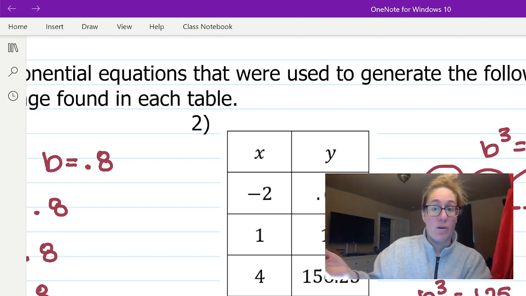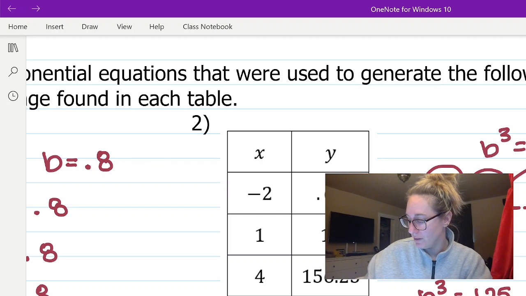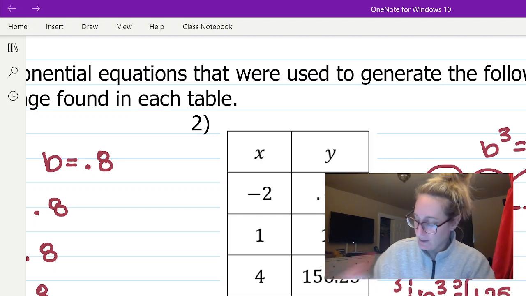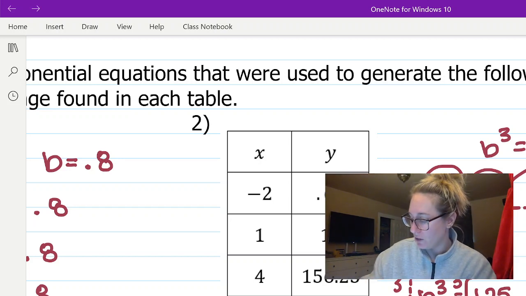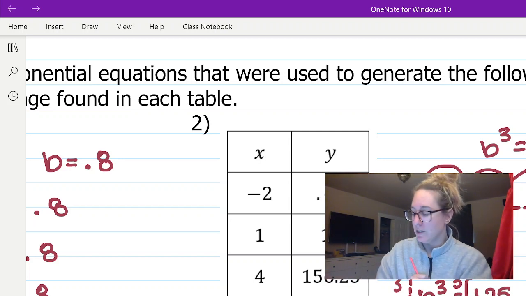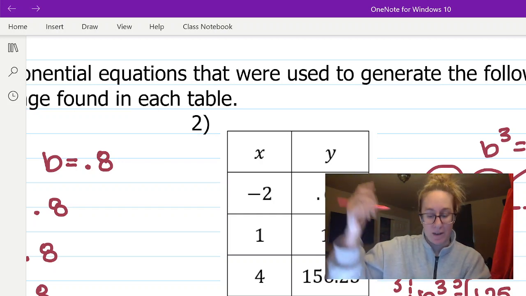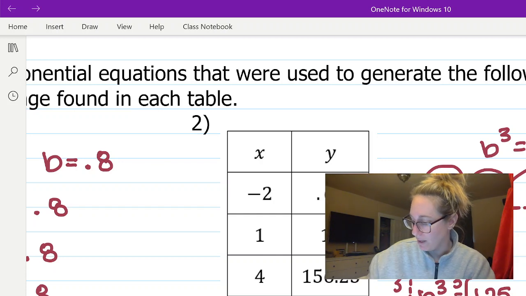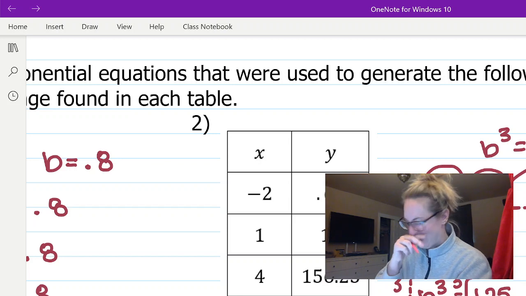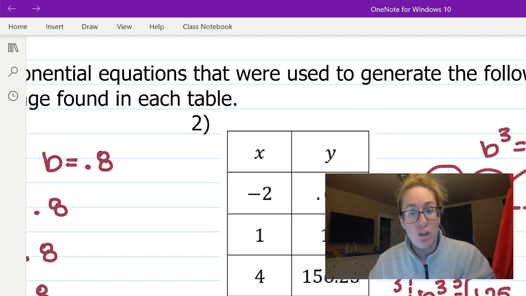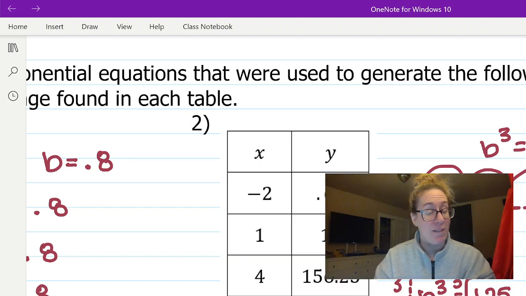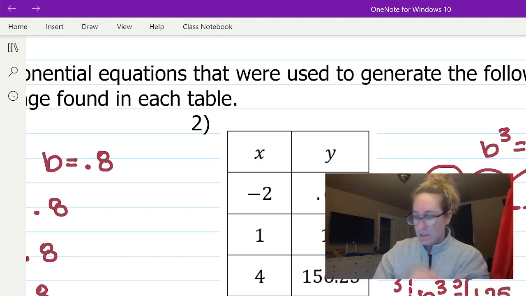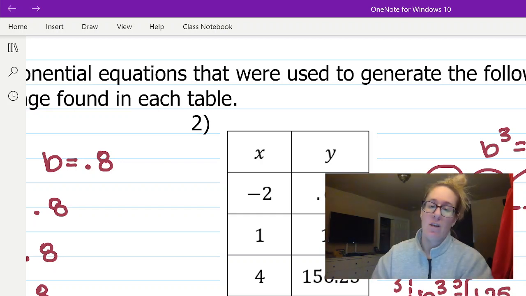So if we want to know what b is, we have to cube root. The cube root of 125 is 5, cube root of 8 is 2. So our common multiplier here is 5 halves, which is 2.5. Sorry, guys, that is really writing terribly. So 2.5 is our b value. Great. The next thing we need, though, is our starting term.